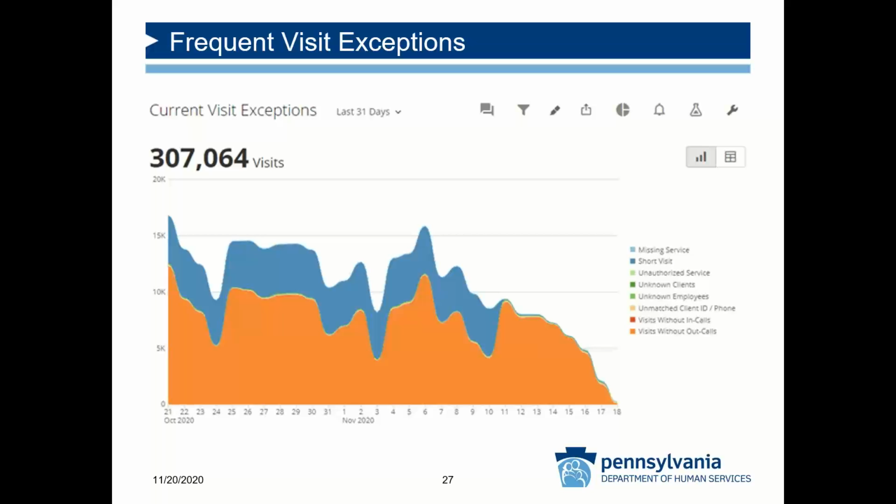So I believe the short visit should be setting erroneously because that is an error in the system at the moment. So although we do see it here, it should be corrected soon, and you should not be seeing short visits as an exception in the future. Okay, next slide, please.